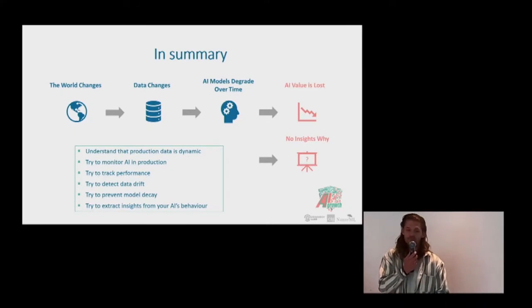So in summary, the world changes, data changes, and AI models degrade over time because they're trained on static data. Production data is very dynamic. This might lead to AI value getting lost, and you do not know why, unless of course you have a good monitoring suite. Thank you.